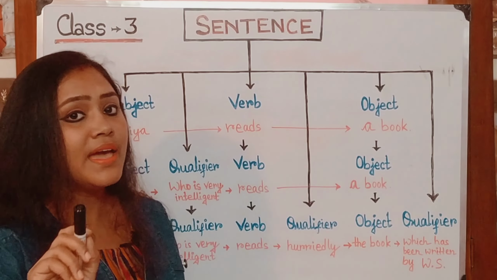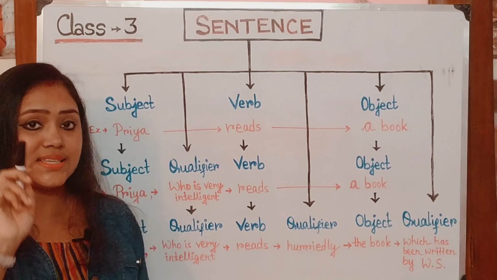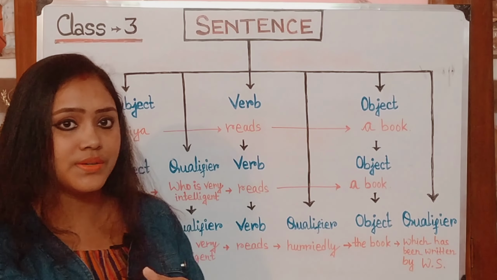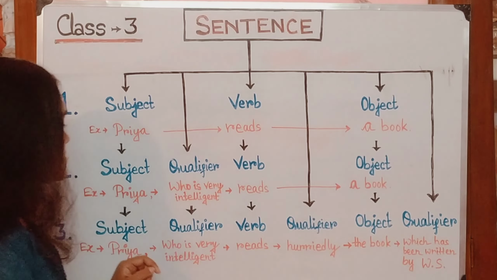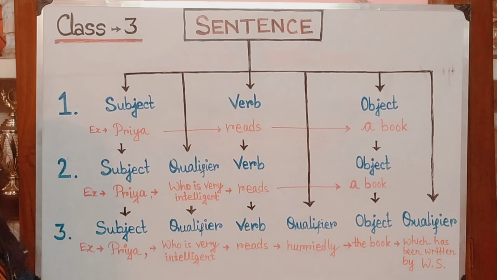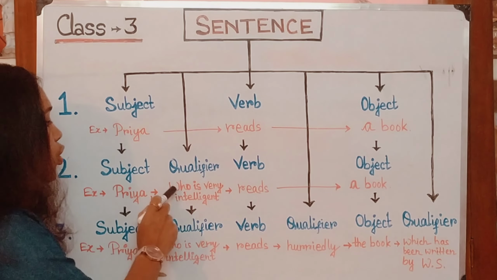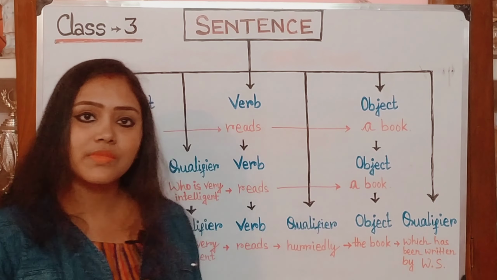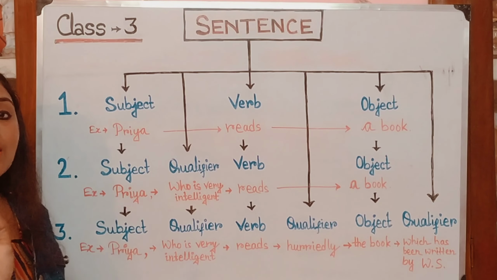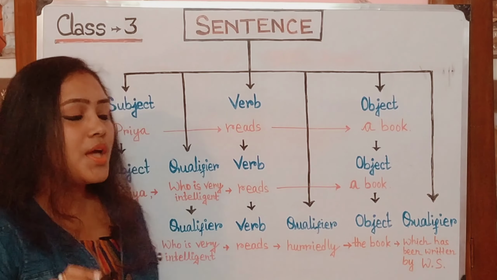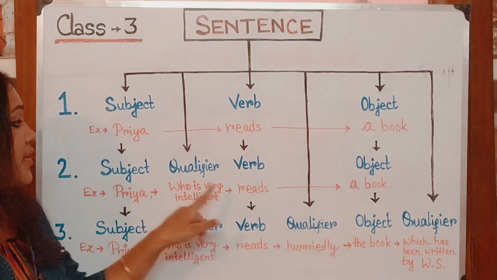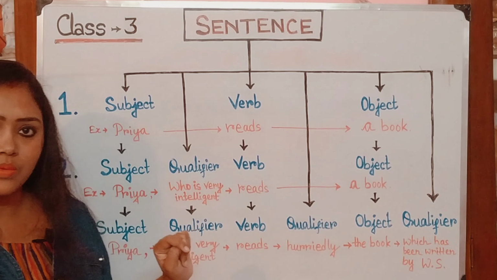So here I keep the same sentence as an example so that you can understand it properly. All of you see the example. Priya, who is very intelligent, reads a book. So Priya is the subject, you already know. So Priya is doing what? She reads a book, you already know, isn't it?